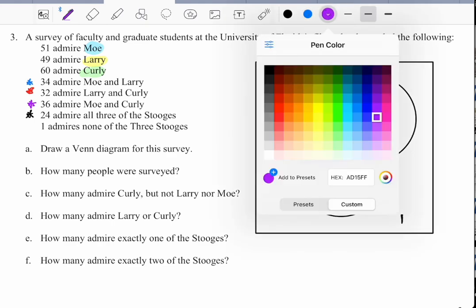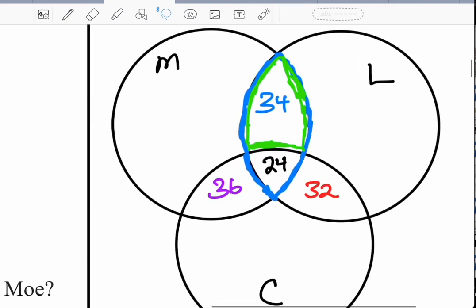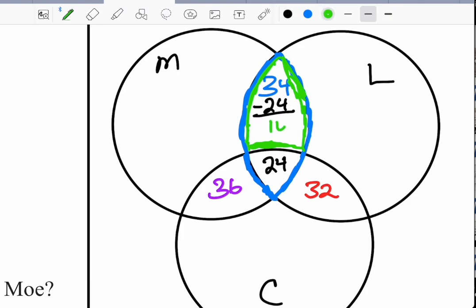Let me go with some form of green here. This wedge here. In order to get this, I have to take the 24 away from the 34. Just bring it in a little bit. So there's only really 10 true values in that region. So knock off the 24. There's only 10 in here.